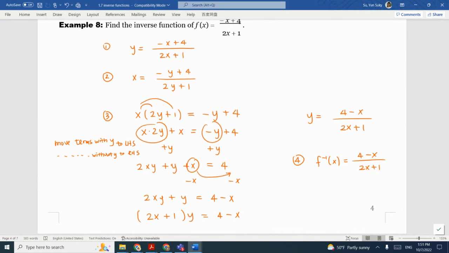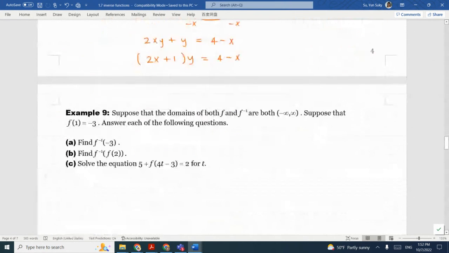So far, so good, everybody? Yeah, so those are the 4 steps for how we find the inverse function.